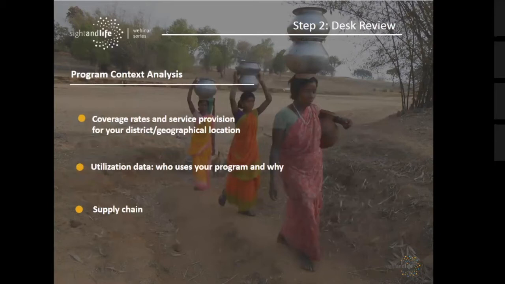And the third element of the program context analysis is the supply chain. If your BCC strategy includes a product, you need to ensure that it is reliably available at the point of service, because stockouts are major threats to your BCC intervention. So you'll want to map out the supply chain for your product. In our case, it would be the supply chain for the vouchers themselves. So how do the vouchers get to program participants, but also the supply chain for eggs and vegetables, to make sure they're readily available in the communities where you'll be working.